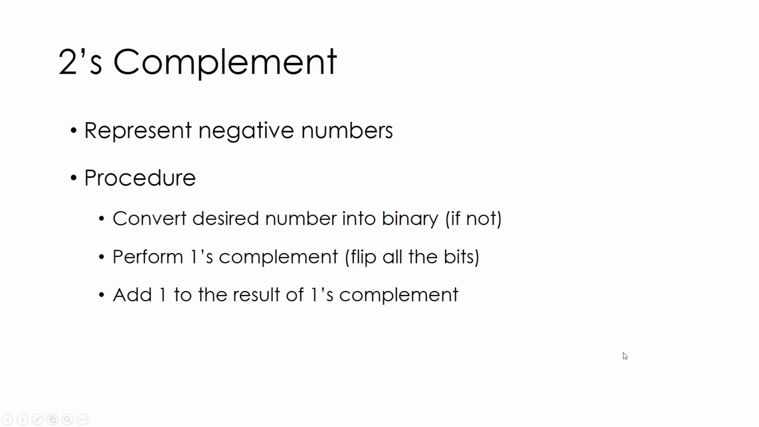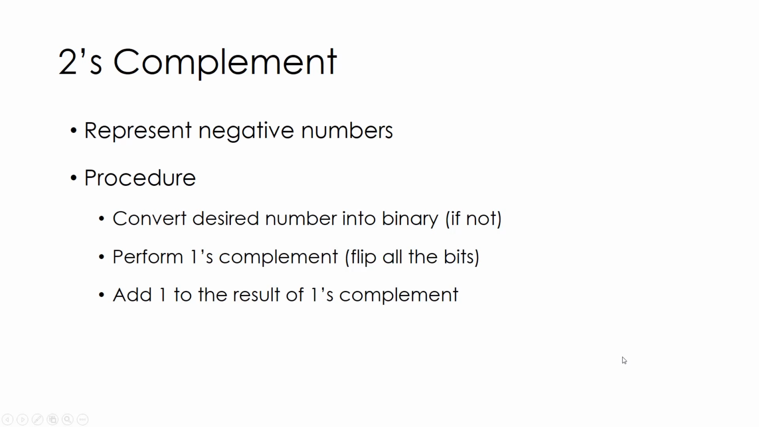2's complement. What is the purpose of the 2's complement? 2's complement is basically used to represent negative numbers. In binary, whenever a number is represented, we cannot use any kind of sign like we use with the decimal system, like plus and minus. But in the binary system, we can make use of 2's complement to represent a number as a negative number. What is the procedure?